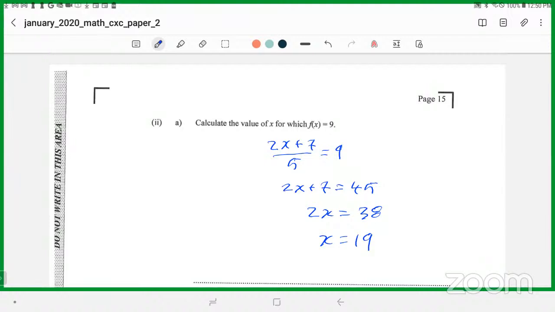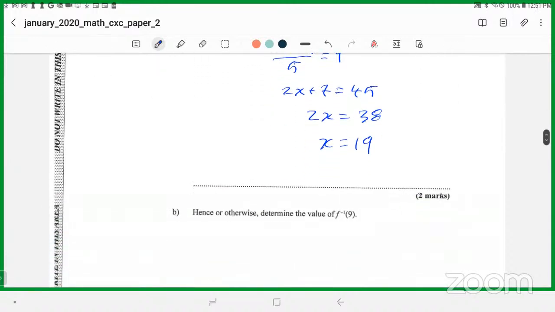Okay, so x is equal to 19 right there. The next part now says, hence or otherwise, determine this. All right, let's set it up now. It says hence or otherwise. So hence means that we are using this result, right? Let's look at the hence method and the otherwise method. The otherwise method is going to be a long way because we have to find f to the minus 1. So let's look at the hence method first.